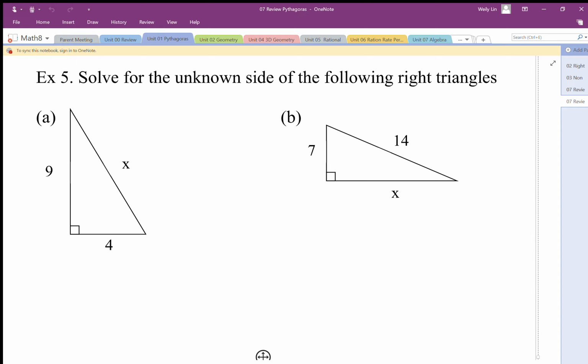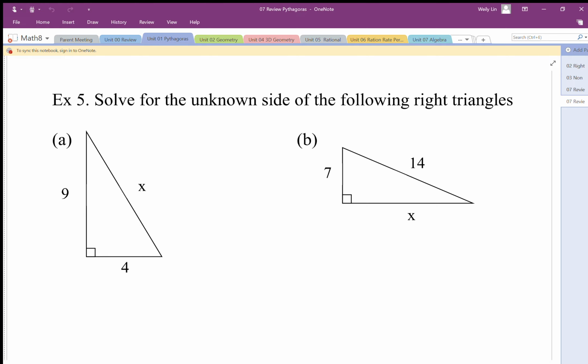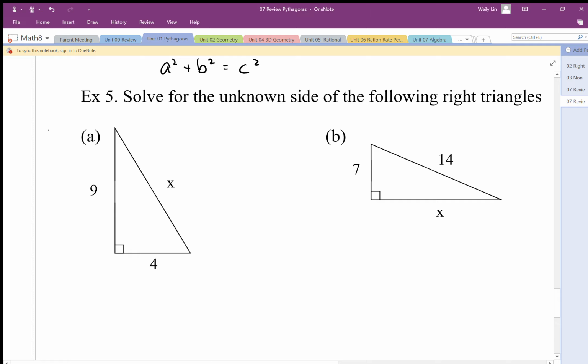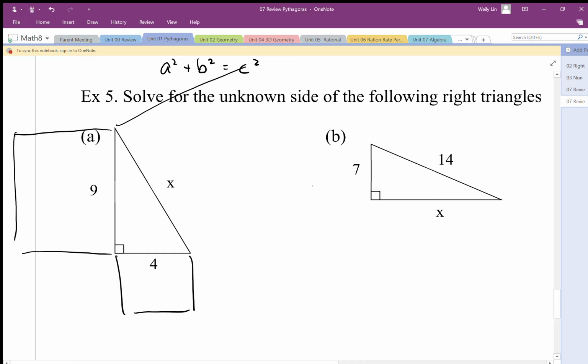So here we want to solve for the unknown sides. So we want to use the Pythagorean relationship. So again, the Pythagorean relationship is a squared plus b squared equals c squared, which means that the square areas from the two shorter sides add up to the square area from the longer side.